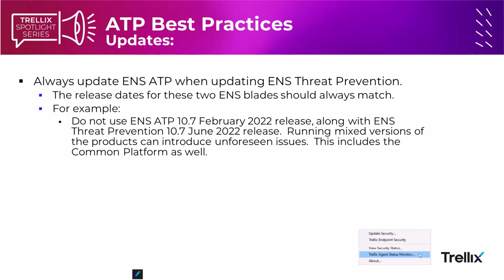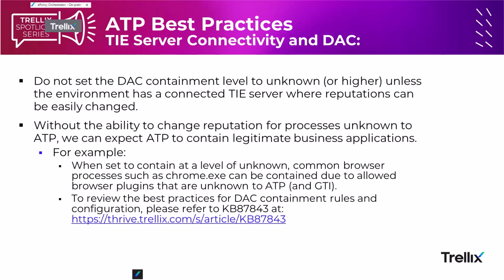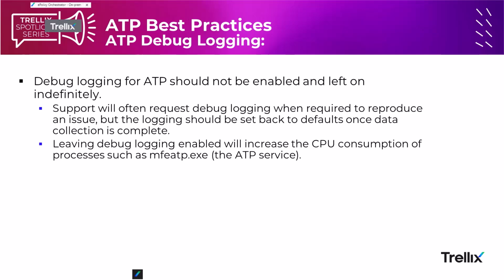We haven't talked about this yet. Make sure these modules are from the same release, right? So Common Platform, Threat Prevention, ATP, they all work together. Don't run Common Platform from September 2021 with ATP from June 2022, is all this says, right? We QA against that release. We don't QA against mixed releases of these blades, if you will, the Common Platform. Don't set DAC to contain an unknown. Oops, sorry, let me go back.